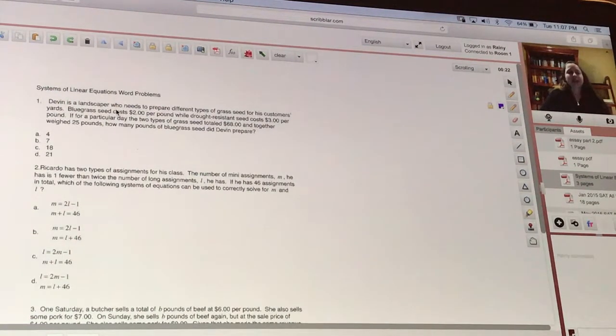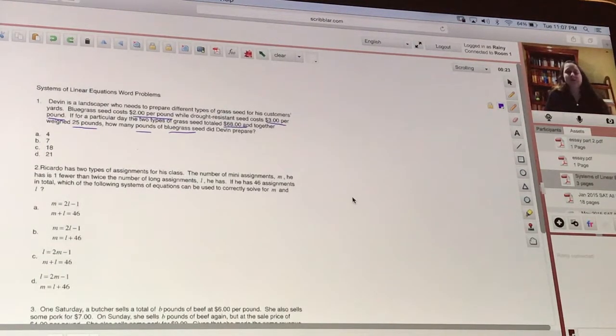Devin is a landscaper who needs to prepare different types of grass seed for his customers' yards. Bluegrass seed costs $2 per pound, while drought-resistant seed costs $3 per pound. If for a particular day the two types of grass seed totaled $68 and together weighed 25 pounds, how many pounds of the bluegrass seed did Devin prepare?